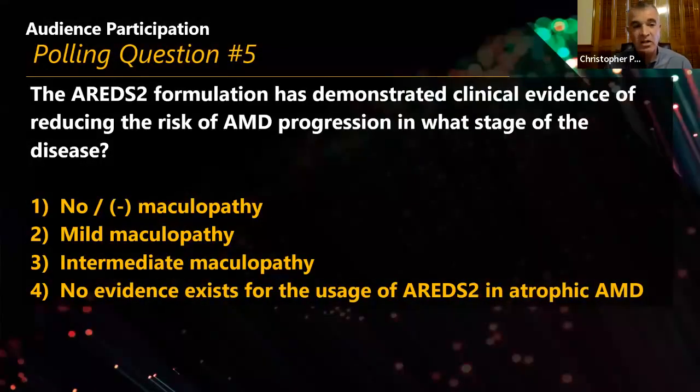So my very last polling question, this one: the AREDS 2 formulation has demonstrated clinical evidence of reducing the risk of AMD progression in what stage of the disease?